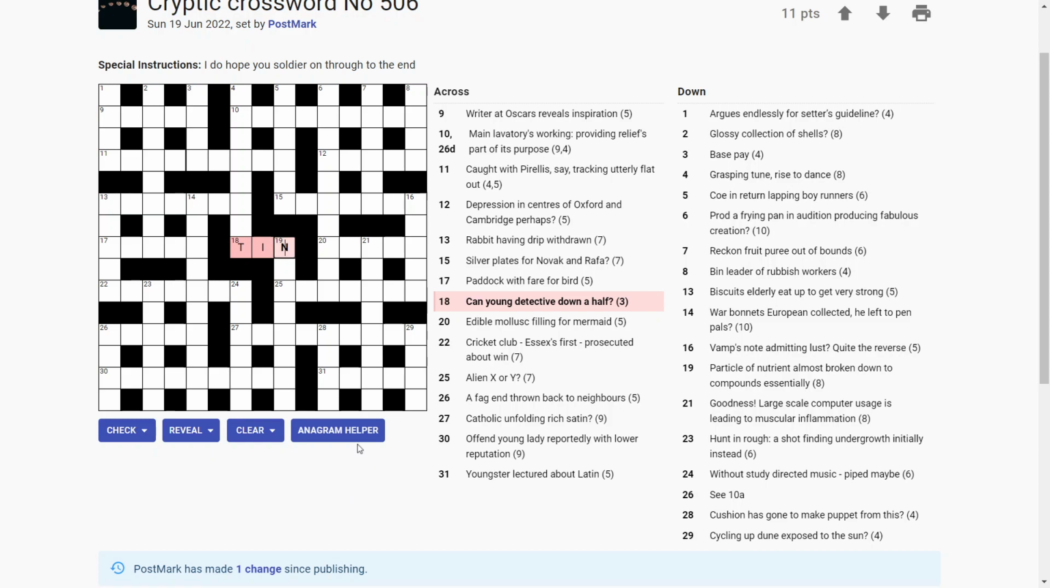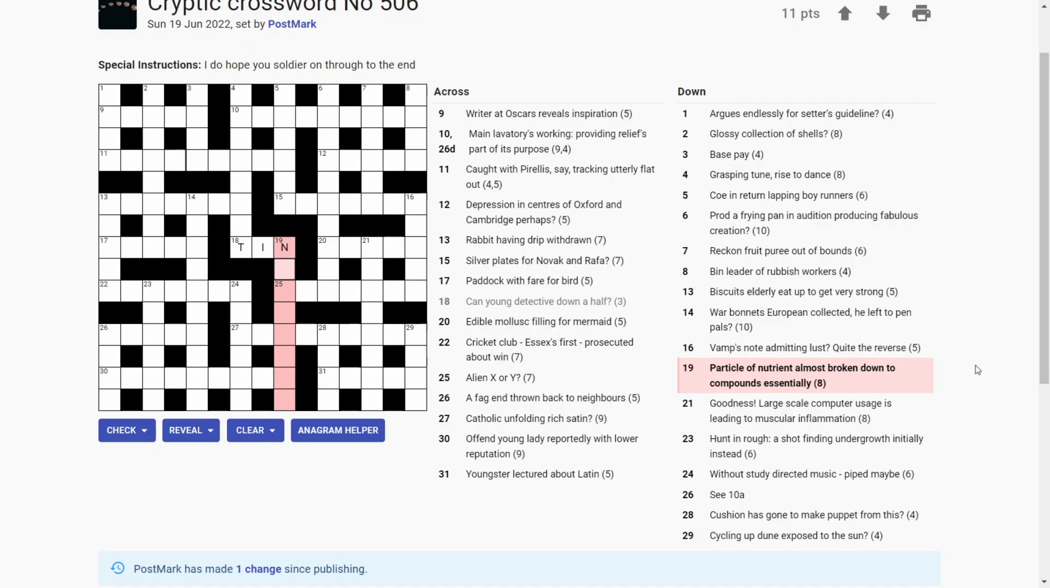I've got to thank another setter for that one because I've just recorded a video you may have already watched about Tintin, all about Tintin. So that's quite the coincidence. But so the young detective is Tintin, and take only half of that and we get tin, which you can. Right, we're off.